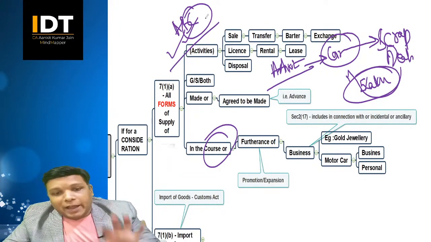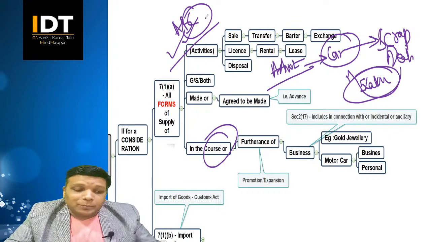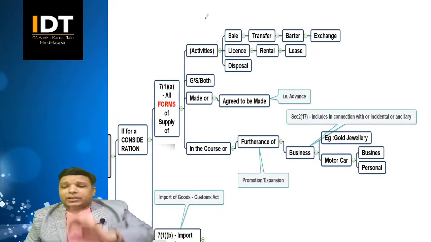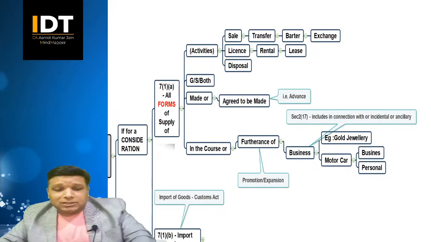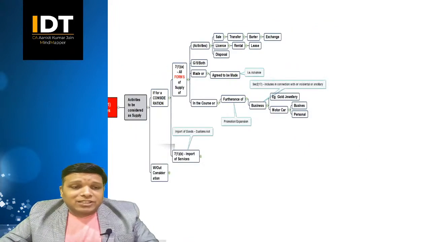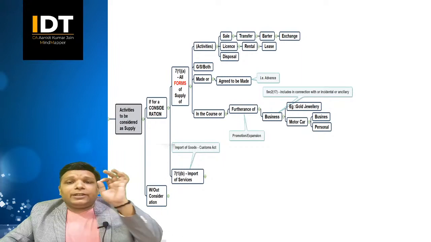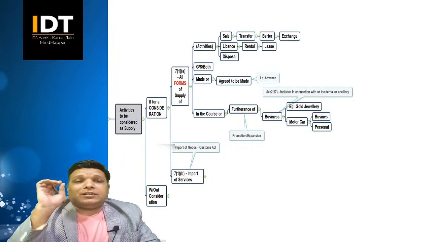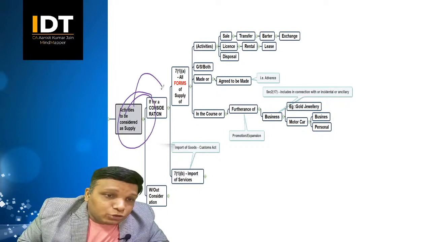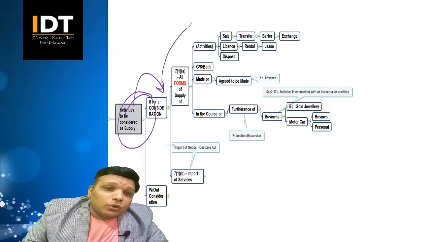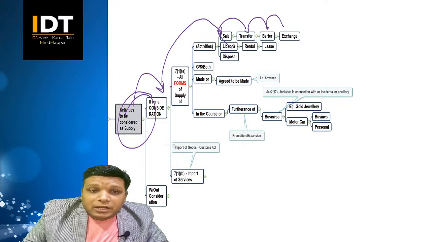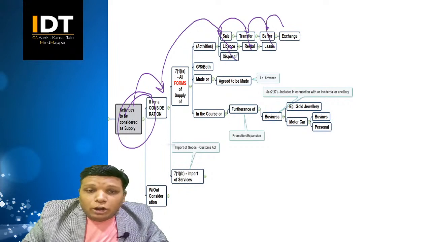Clear everybody? I hope this concept of scope of supply is clear to you guys. So once again, let us quickly recap what we have understood in this particular chart. Section 7.1 is an inclusive definition. It talks about activities to be considered as supply. Which activities will be considered as supply? Those for which you have received consideration, and if those activities are in the nature of sale, transfer, barter, exchange, license, rental, lease or disposal, correct?